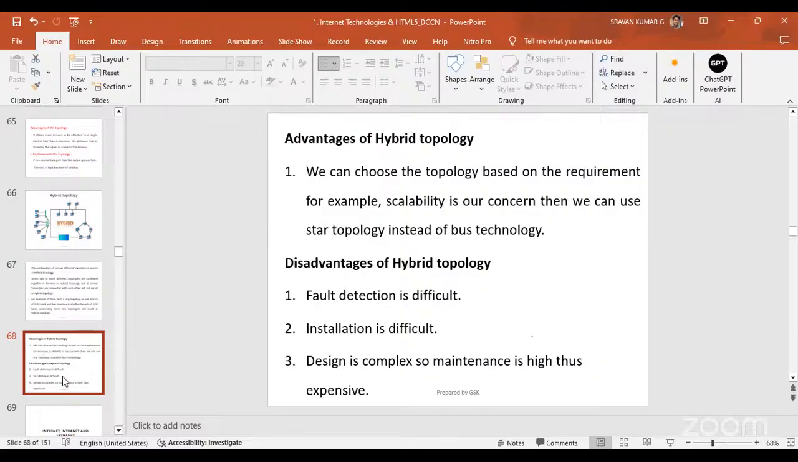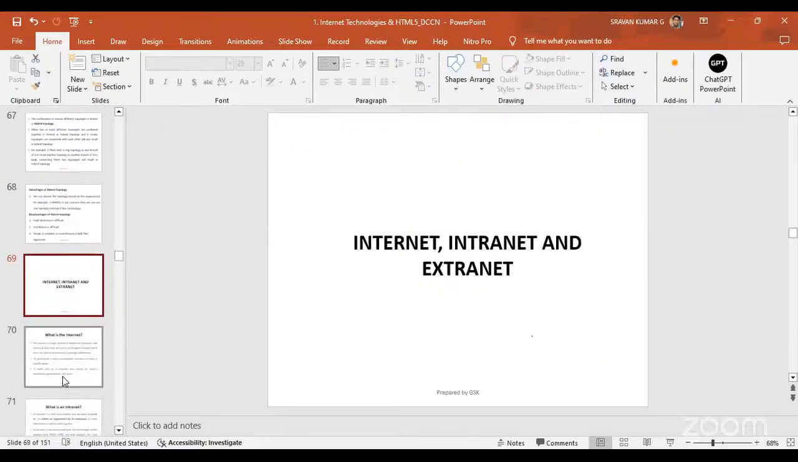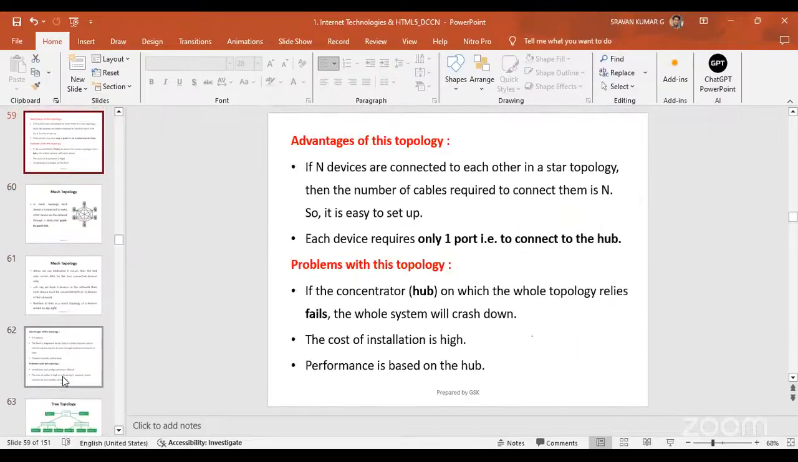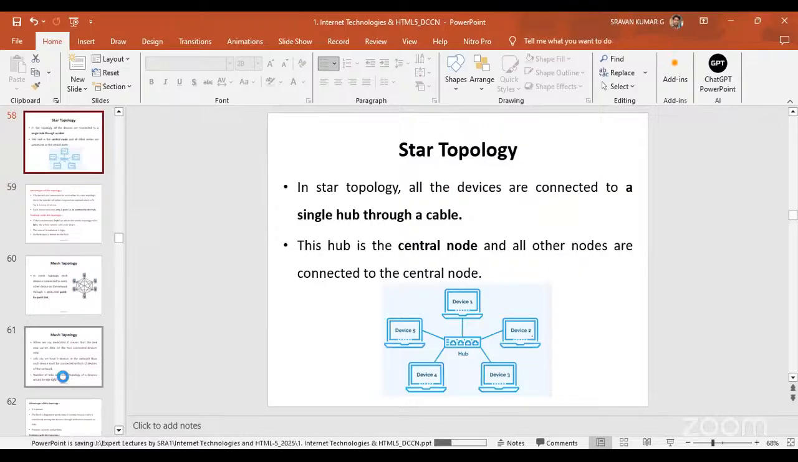Disadvantages of hybrid topology: fault detection is very difficult because we have n number of cables and n number of devices. Installation is also very difficult. Design is complex, so maintenance is high and thus expensive. Designing is very complex and maintaining is also very expensive. This is about hybrid topology and all about topologies and the types of topologies. So this is about today's session.